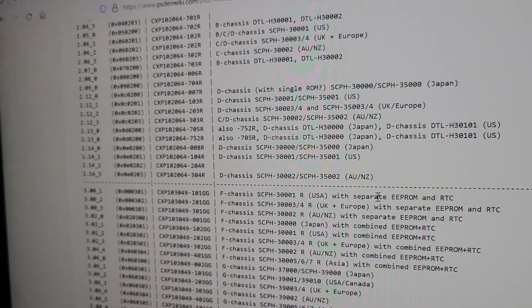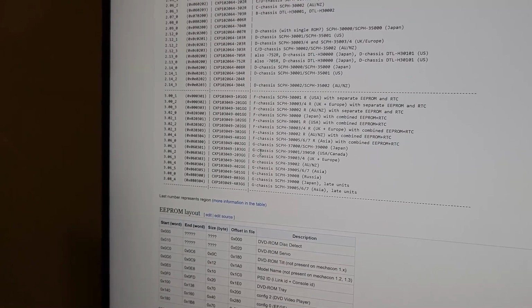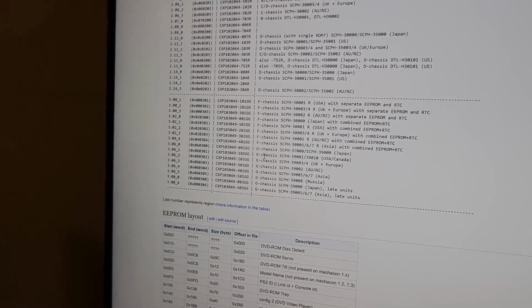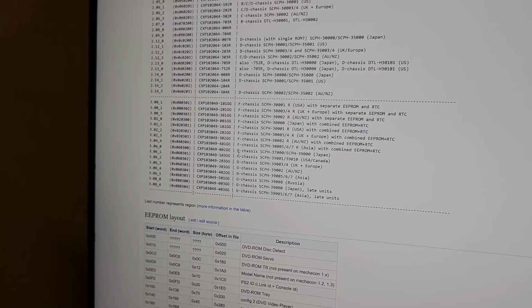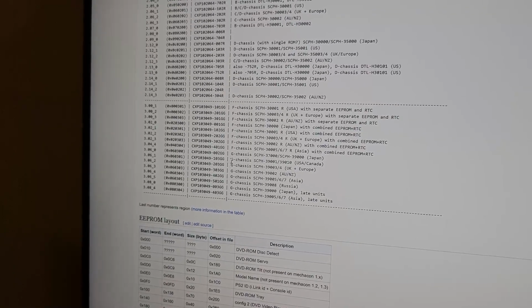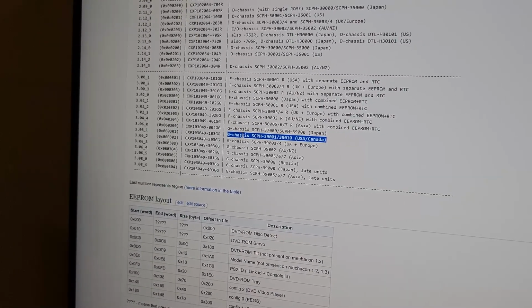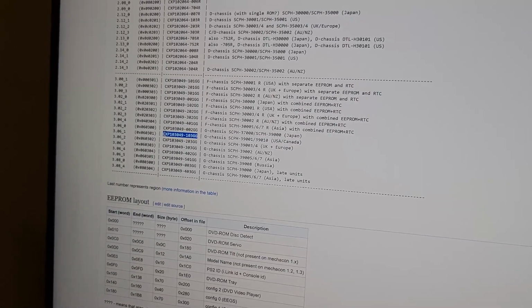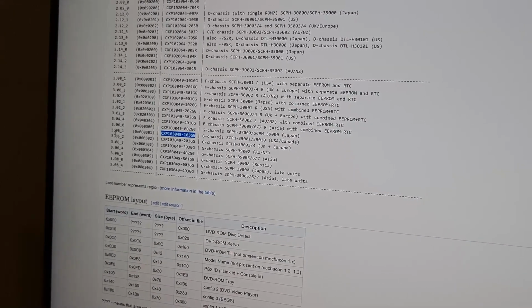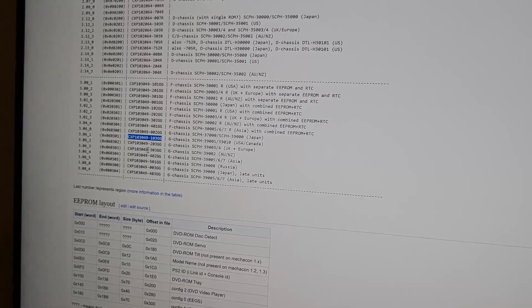EEPROM and RTC. The newer ones, like the 39001s in US and Canada, apparently did not have a separate EEPROM for the firmware. They were all one. So if this chip gets corrupted, you're fucked. Excuse my language, you're fucked. And this was the last revision before they went to the Dragon type, which was the 5000 series.